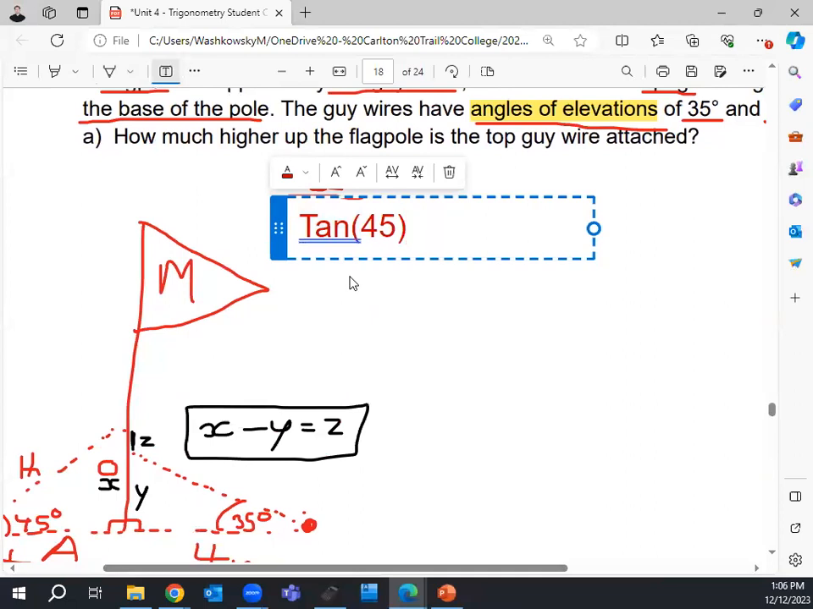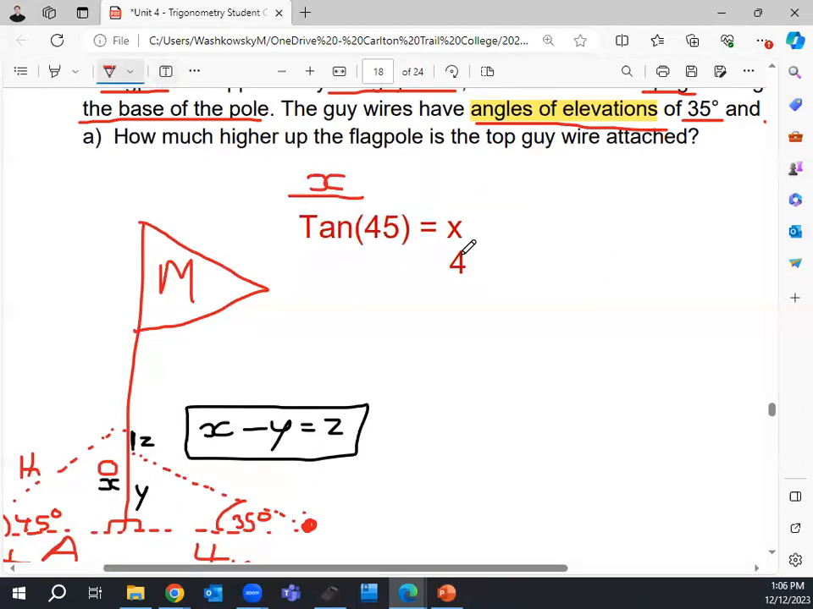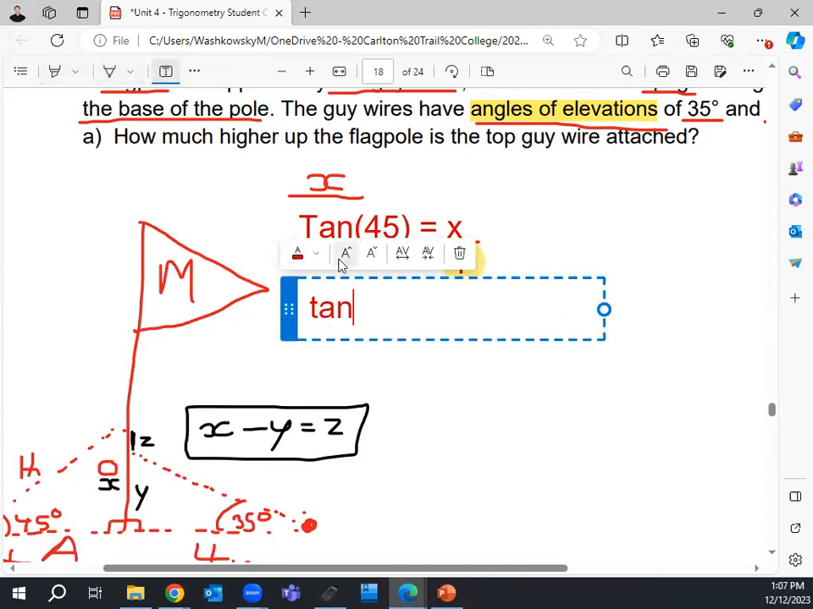So tangent of 45 is equal to the opposite, which is X, divided by 4. Okay, X is on the top of a fraction. So what do I have to do? I'm going to multiply by 4, right? Right now X is being divided by 4. I need to do the opposite, which is times it by 4. So I'm going to get tan of 45 times 4. Actually, I'm dealing with an X, so I'm just going to put the little circle, is equal to X.